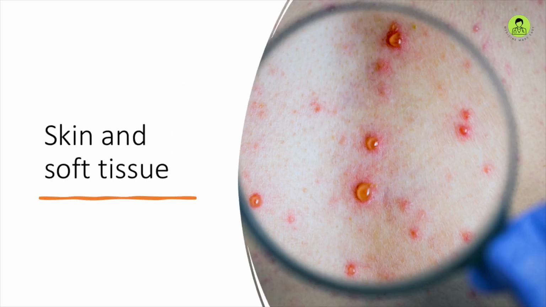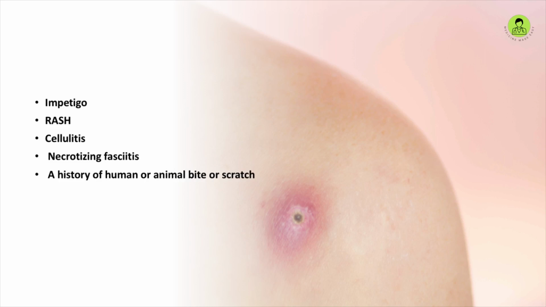Next comes the skin and the soft tissues. The presence of a rash is more likely to suggest a systemic rather than a localized condition. Remember to ask about any insect bite or tick bite. Rashes following a bite could indicate a vector-borne disease. It is important to distinguish a generalized rash from a localized skin or soft tissue infection.